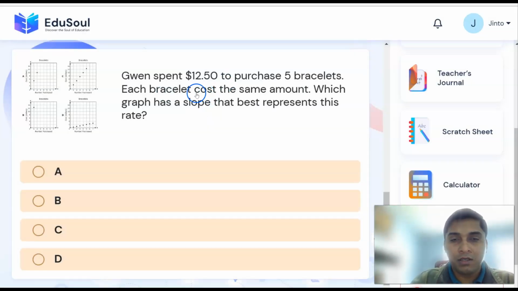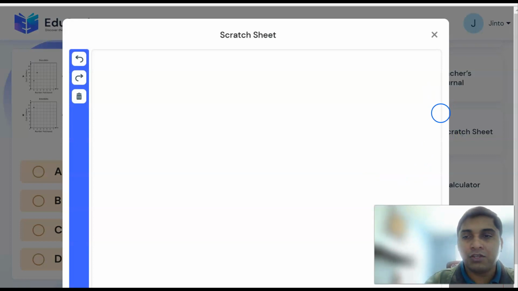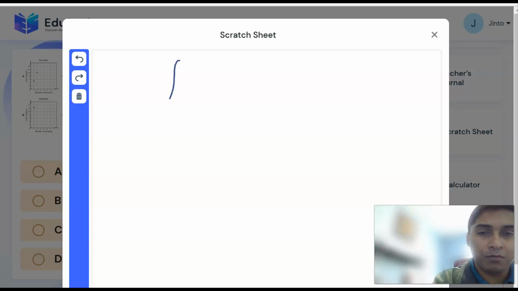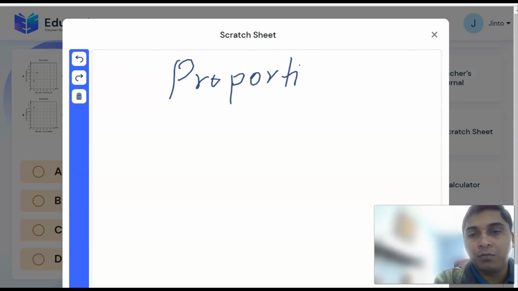Based on this problem, he spent $12.50 for 5 bracelets. Each of the bracelets costs the same amount, and we select the graph. Okay, now let's evaluate this question first. Each bracelet costs the same amount, and there is no other sign up fee, membership fee, or anything else. So it's a proportional word problem.